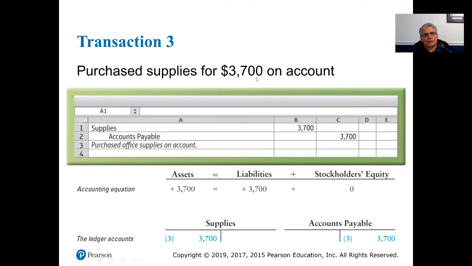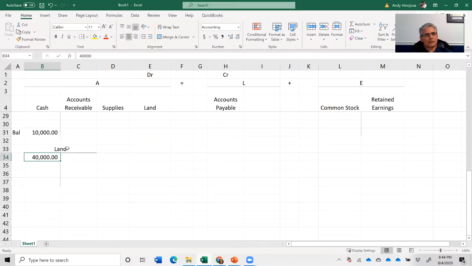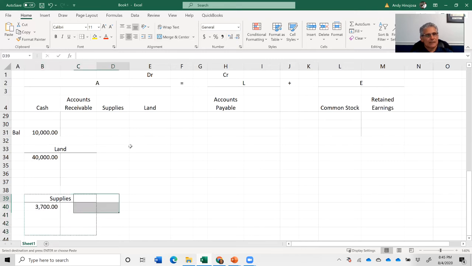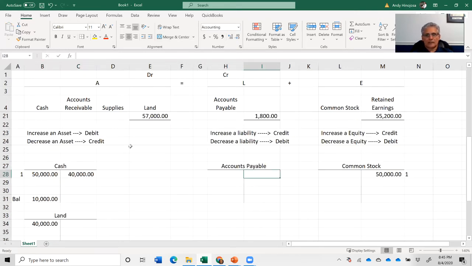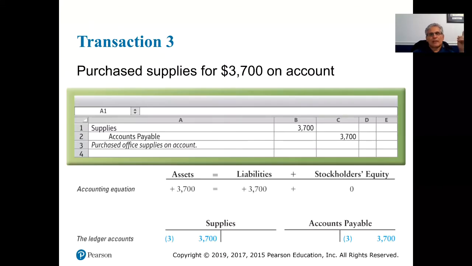Purchase supplies for $3,700. So the debit is going to be $3,700 to supplies, that is an asset. And the credit is going to be $3,700 to accounts payable. Now, before that happened, though, we recorded the journal entry. So first, I should back up a bit.